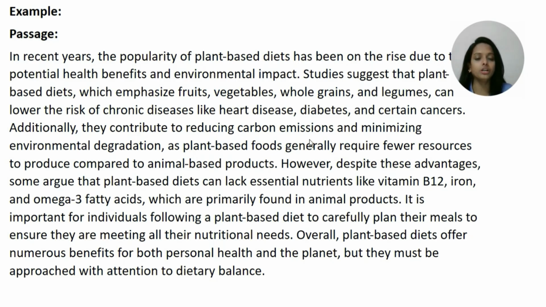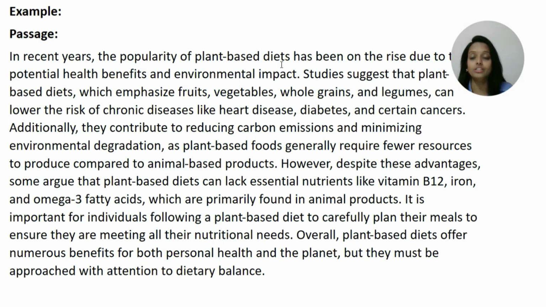Additionally, they contribute to reducing carbon emissions and minimizing environmental degradation, as plant-based foods generally require fewer resources to produce compared to animal-based products. However, despite these advantages, some argue that plant-based diets can lack essential nutrients like vitamin B12, iron, and omega-3 fatty acids, which are primarily found in animal products. It is important for individuals following a plant-based diet to carefully plan their meals to ensure they are meeting all their nutritional needs. Overall, plant-based diets offer numerous benefits for both personal health and the planet, but they must be approached with attention to dietary balance.